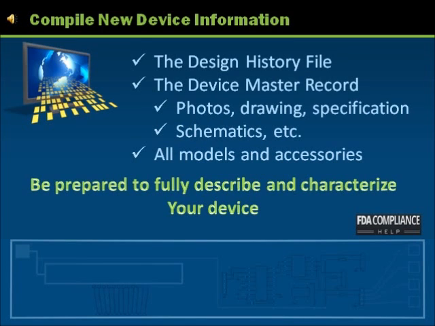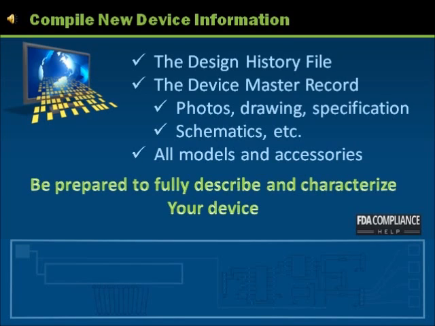Once you have scrubbed the internet and collected the available information on the predicate device, you are ready to compile the information you need on the new product from your design history file and device master record. You will need to describe the performance specifications and include a description of the device design requirements, identify all models, as well as all accessories or components included in the submission.